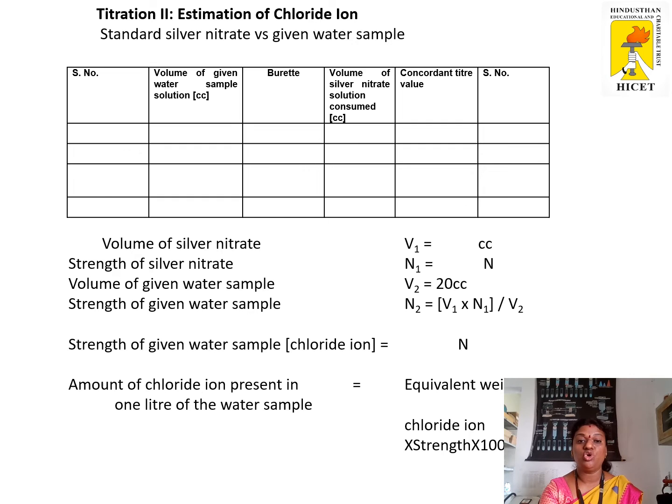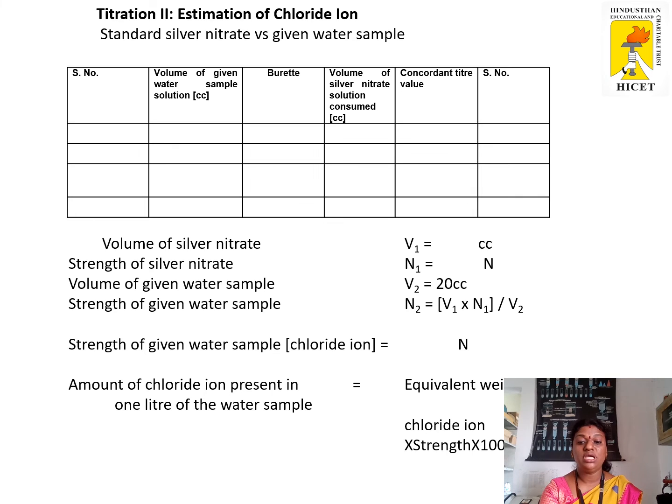In the second tabular column, the volume of water sample taken is 20 ml, and whatever reading you get from the burette for the water sample, you have to write here. For the volume of silver nitrate, write the second titration concordant value here. The strength of silver nitrate is 0.01 N, and the volume of the given water sample that you have taken is 20 ml. So according to V1N1 = V2N2, you will find out the strength of the given water sample.